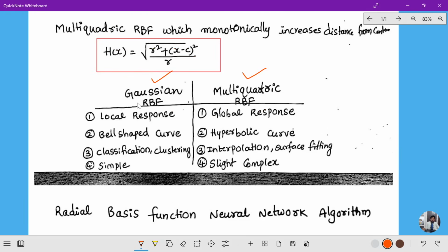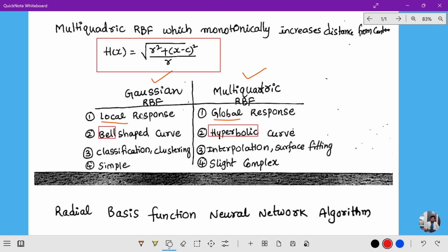So please remember all of you, this Gaussian radial basis network is called a local response, but when it comes to multi-quadratic, this is called global. In Gaussian radial basis function, we get a bell-shaped curve. But when it comes to multi-quadratic, we are going to have something like a hyperbolic curve.